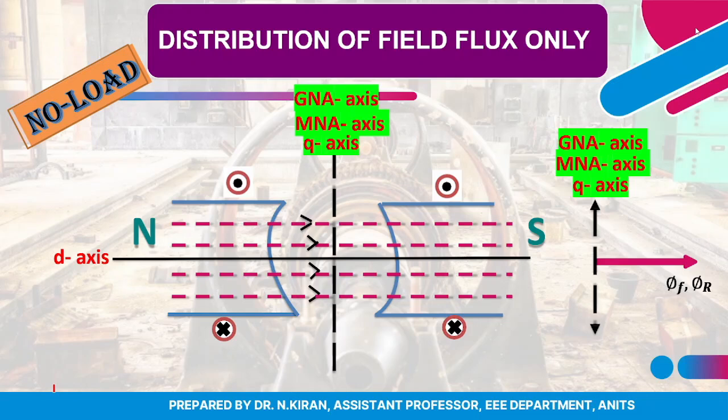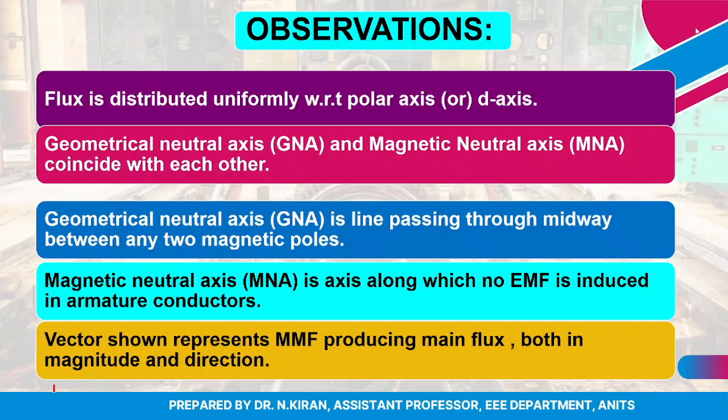The observation that we can conclude from this is, as I told you earlier, flux is uniformly distributed with respect to the d-axis, the direct axis. Here we have GNA and MNA, where GNA is called geometric neutral axis and MNA is called magnetic neutral axis. Both are coinciding with each other. So what is GNA? It is nothing but the line passing through midway between any 2 magnetic poles. We call it geometric neutral axis, or simply GNA. The axis along which there is no EMF induced in armature conductors, we call magnetic neutral axis, or simply MNA. And the vectors that are shown represent the MMF producing the main flux, both in magnitude as well as direction.